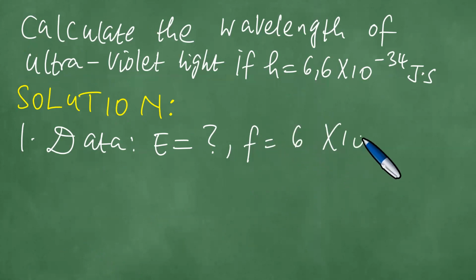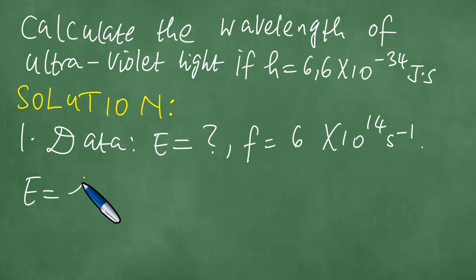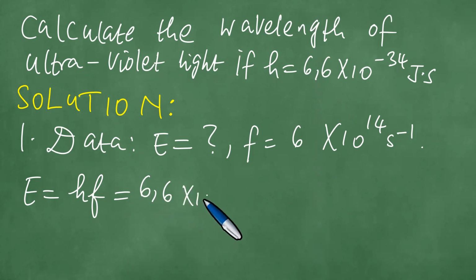6 times 10 to the 14th power hertz. The hertz can also be written as per second, which means E equals HF. What is H, the Planck's constant, Luyanda? What is H equal to as a number? 6,6, right? Good. 6,6 times 10 to the minus 34. You can put here joules second.